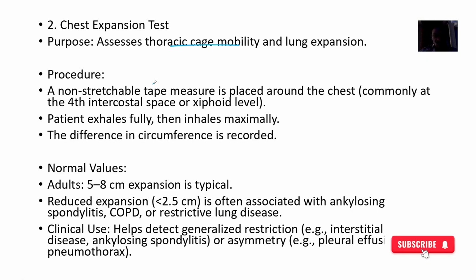So we say that a non-stretchable tape is placed at the back of the chest, commonly at the 4th intercostal space or T4 level. So the patient is exhaling fully, then inhaling maximally. So the difference in circumference is recorded. So in adults, normally 5 to 8 centimeter difference in expansion is typical, but if the expansion is low, that shows that the patient is not breathing fully. He's breathing small. You understand? Because probably there's a pain there or something.